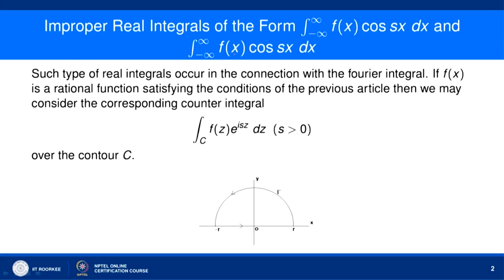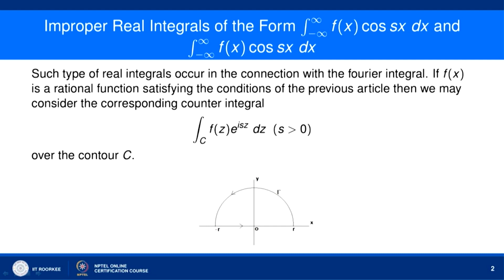We will consider some more cases where the real integrals can be evaluated using the residue method. Let us first consider the improper real integrals of the form integral from minus infinity to infinity f(x) cos sx dx and integral from minus infinity to infinity f(x) sin sx dx. You might have seen such real integrals occur in connection with the Fourier integral.